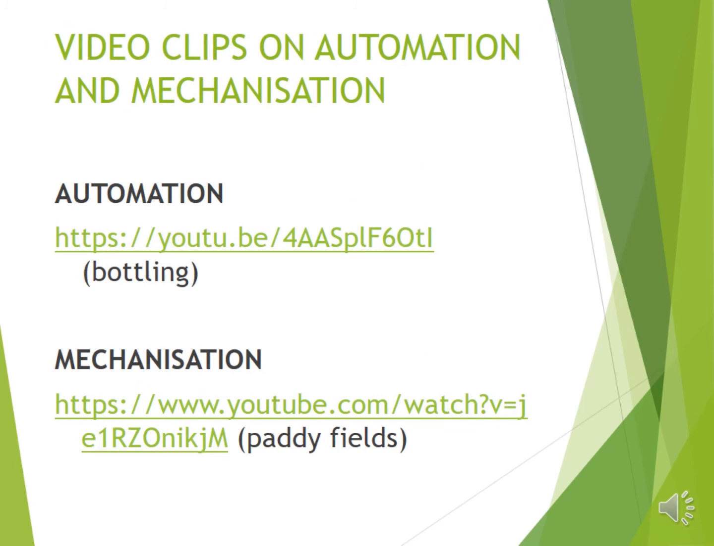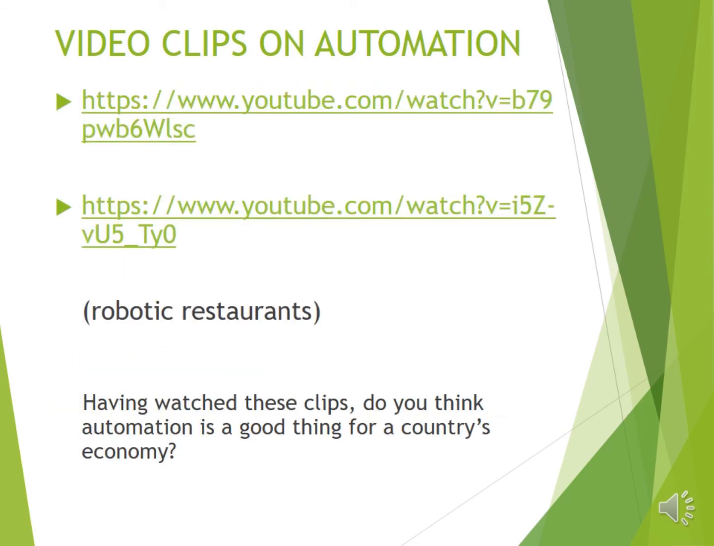This slide shows some video clips on both automation and mechanisation. The first one is in a bottling plant, it's automation in a bottling plant. And the second one is mechanisation, people working on paddy fields, rice fields, using equipment. And another couple of videos on automation here, and the one there on robotic restaurants, which means that it's restaurants that are working with automation, if you like. And what we would like you to do is watch the clips and then think, is automation a good thing for a country's economy?